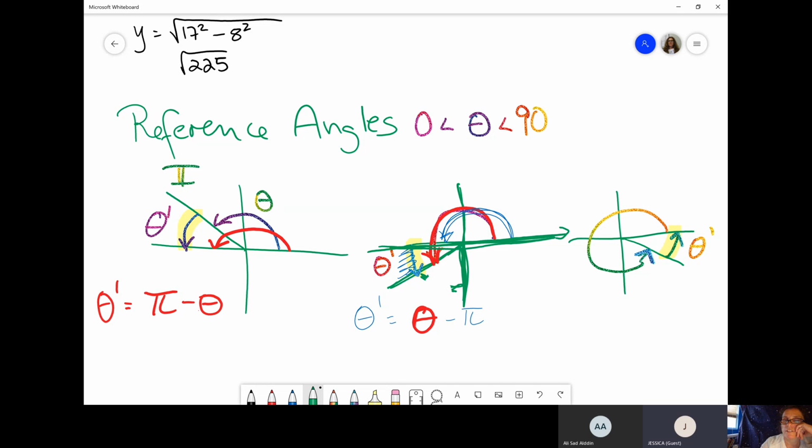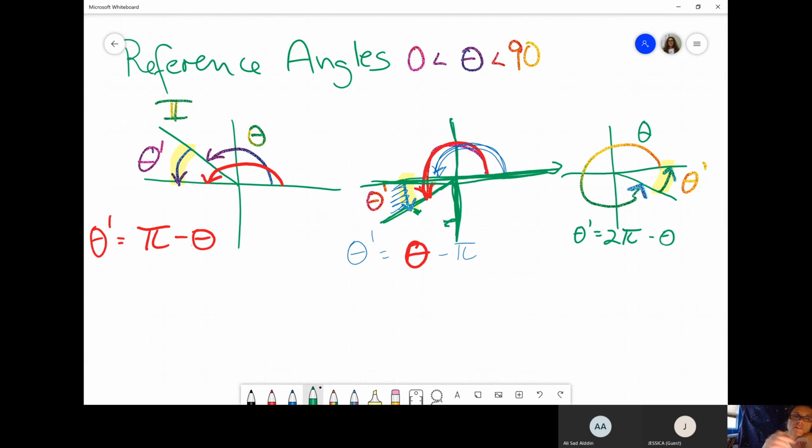And in the fourth quadrant, it has to be in connection with the horizontal line. In the fourth quadrant, we're going to do 2 pi, one full revolution, and then we are subtracting theta from it. And that will give us the reference angle. We always have to look at the horizontal, not at the vertical. So that's all my mistake.